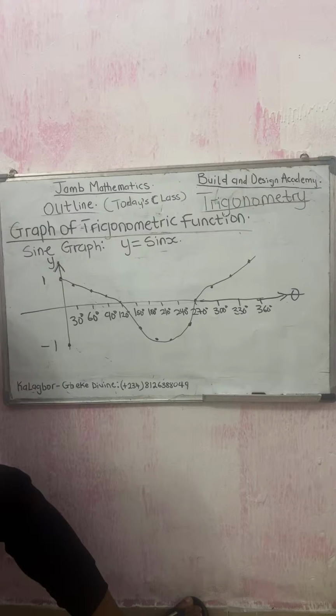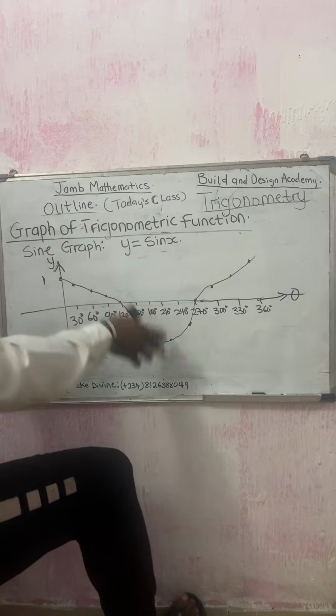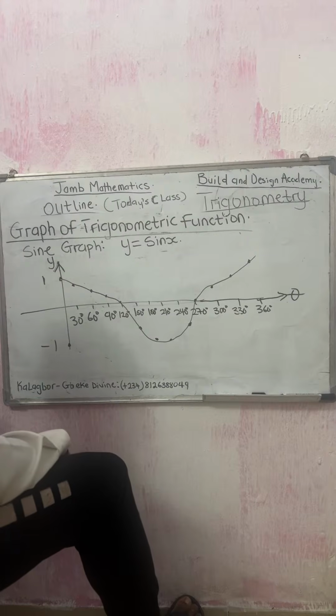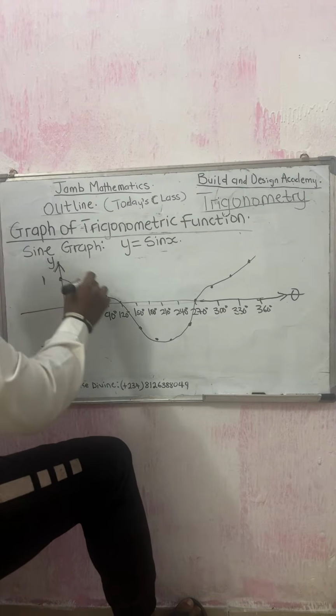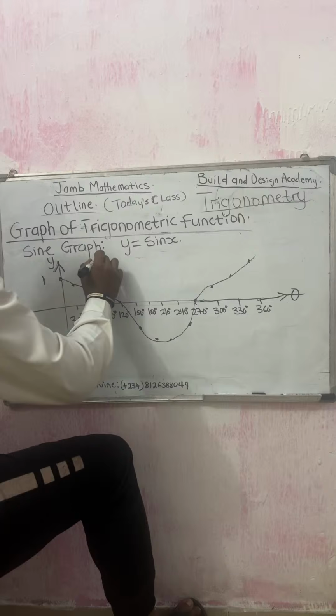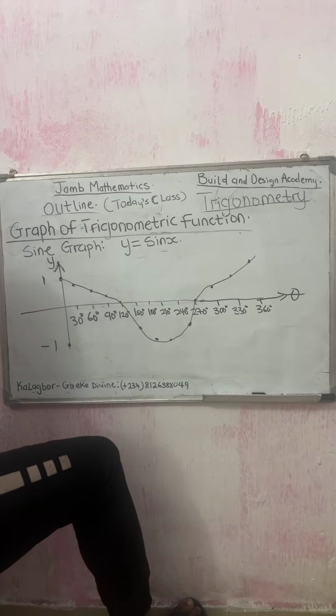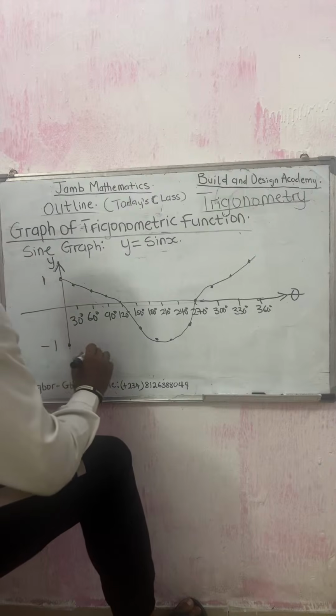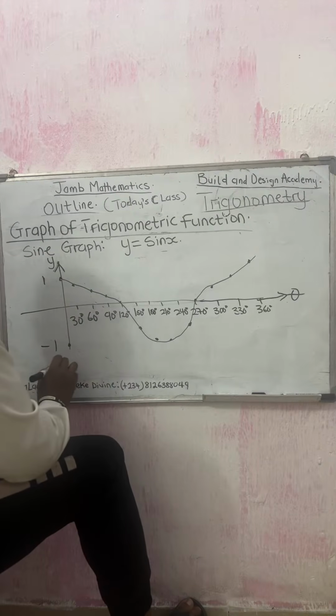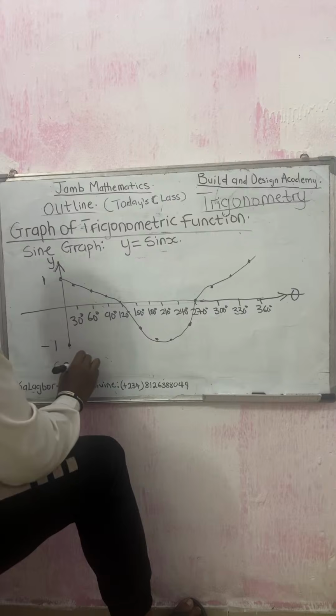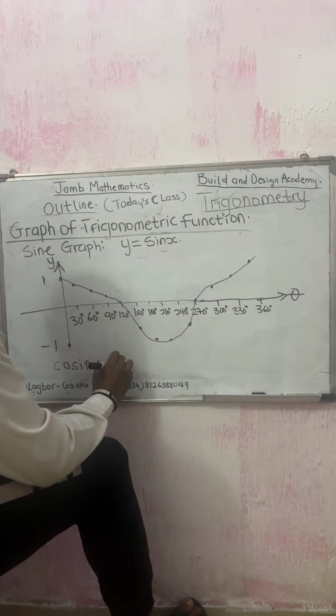The cosine graph can be very tricky. Okay, let me draw the cosine graph. Should I draw it on it, or should I clean and draw it again? I cannot clean it and draw it again. Let me just write it here. This is for the sine graph. Now for the cosine graph, let me draw it on this.